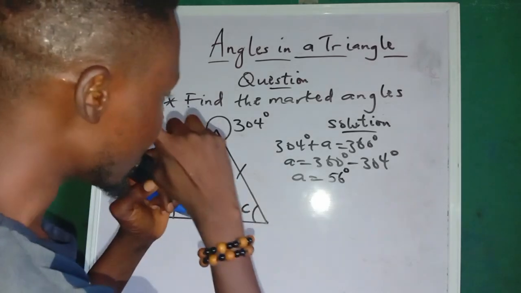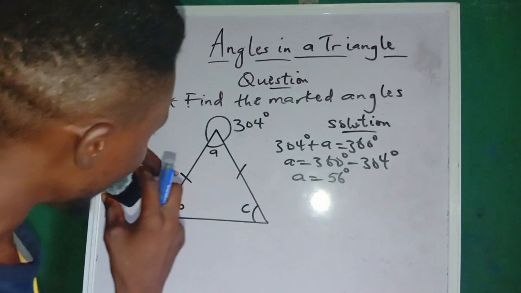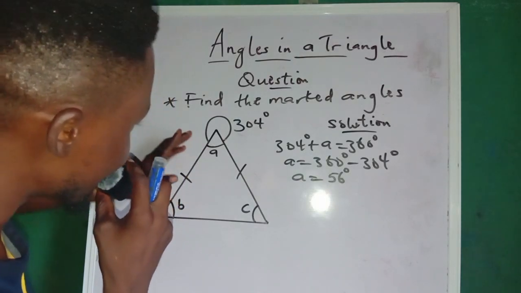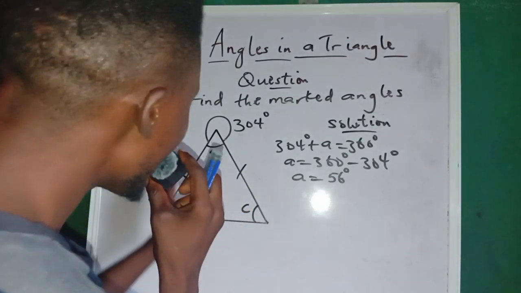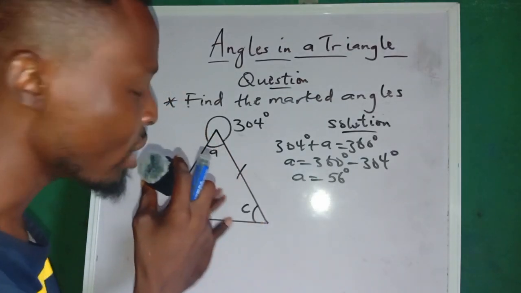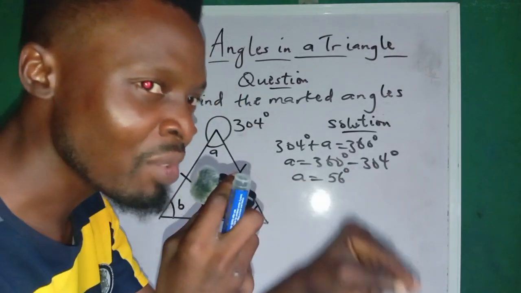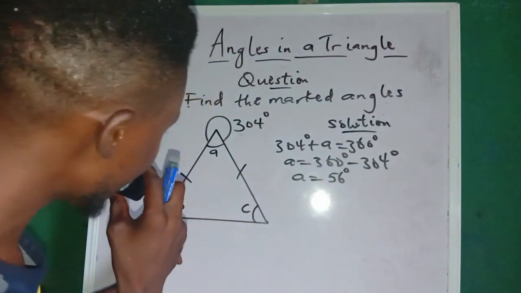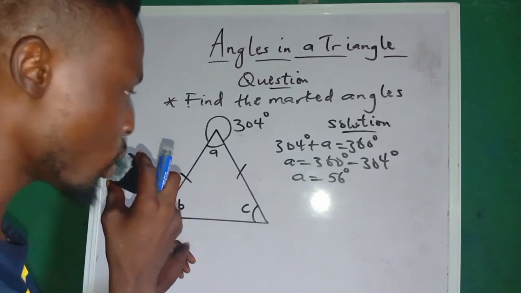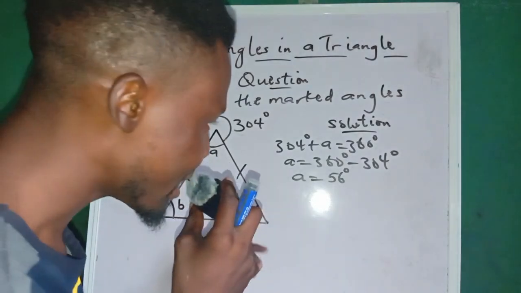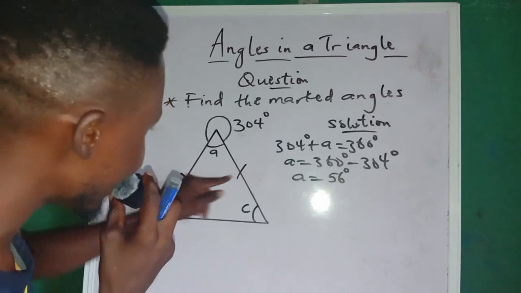Now if A is 56 degrees, to get B and C, you must know this type of triangle. Whenever we have this side and this side, it means these two adjacent sides are equal. And whenever we have two adjacent sides equal, that means we have an isosceles triangle. Remember that the base angles of an isosceles triangle are also equal. So B and C are equal. So if B is 40 degrees, that means C must be 40 degrees because we are dealing with an isosceles triangle. This is the sign that you will see.